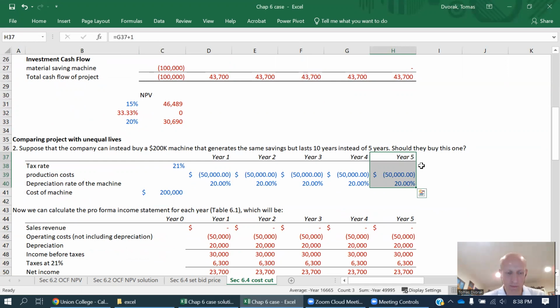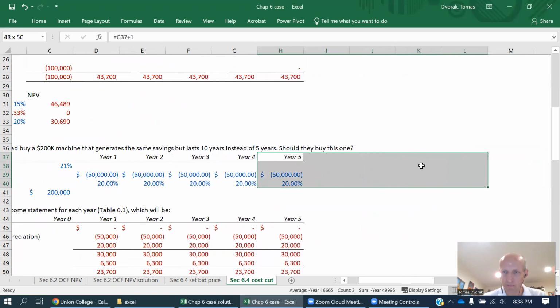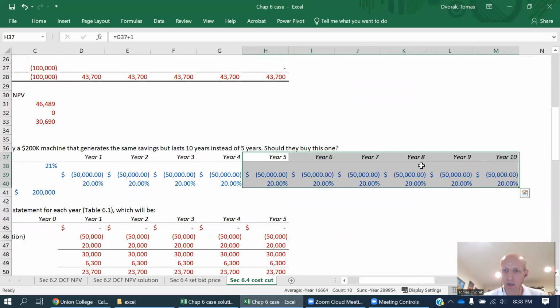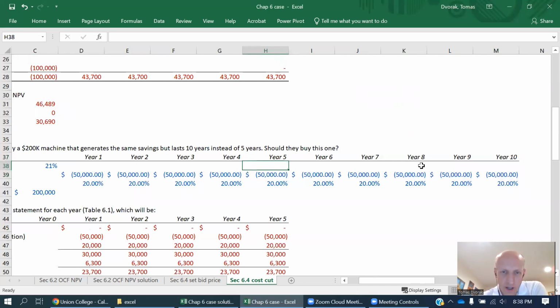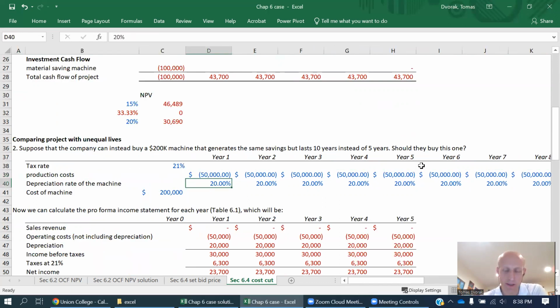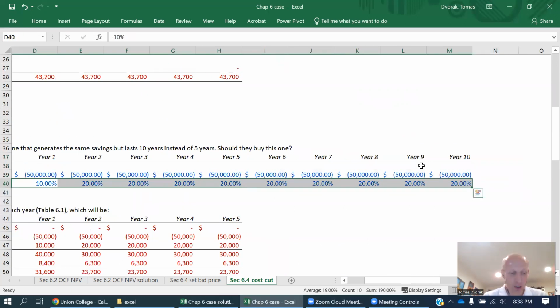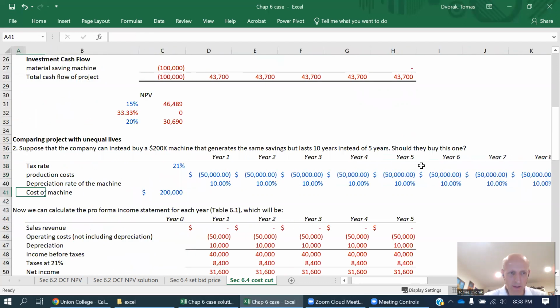So we're going to do Shift key, arrow right, 1, 2, 3, 4, 5. Control R. Let's see, does it work? Yes, it just copies the 50,000 savings. We do need to change the depreciation rate because it lasts 10 years and we depreciate it in a straight line over 10 years. So we have to depreciate it at 10% per year. So let's change that. Control R. We're at 10 years. Fantastic.